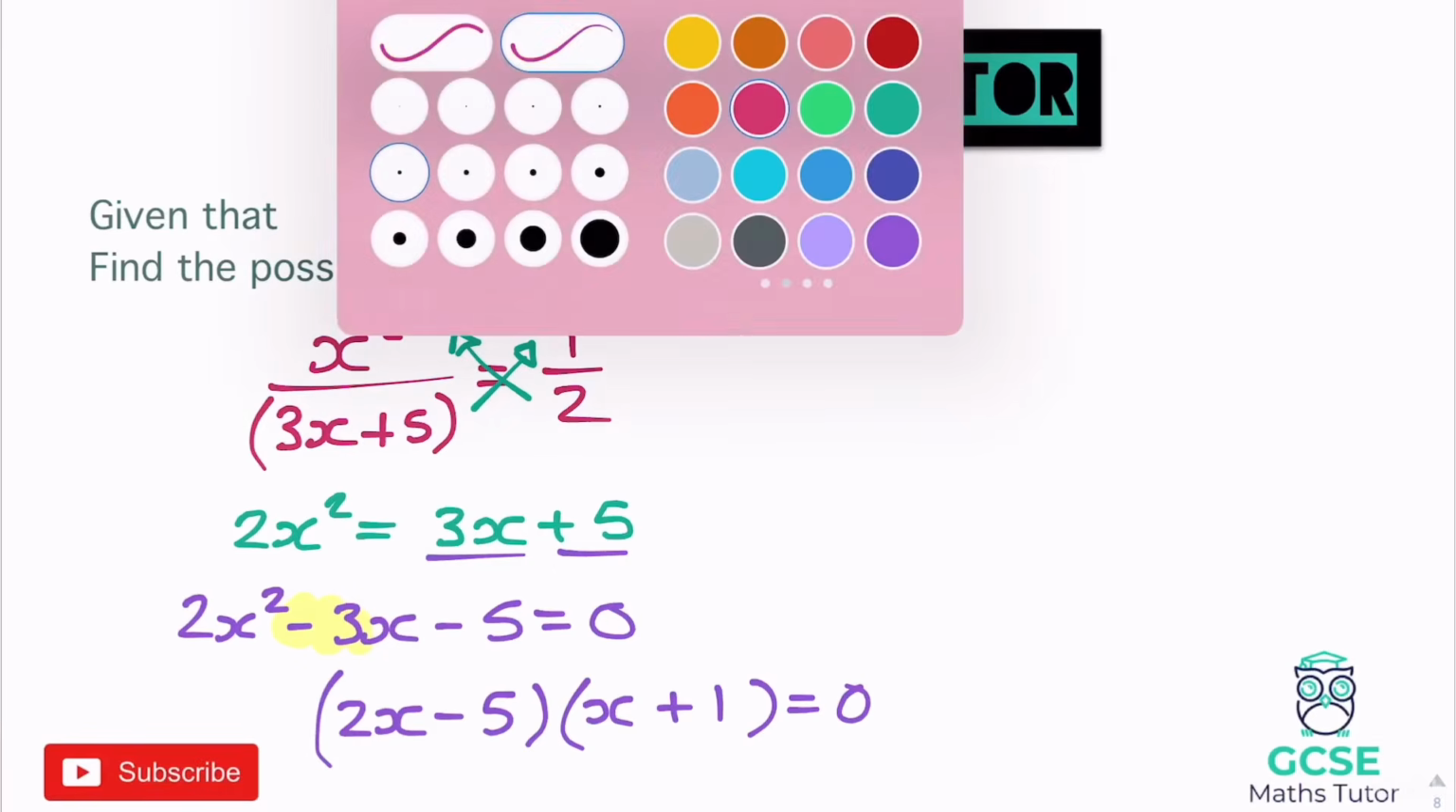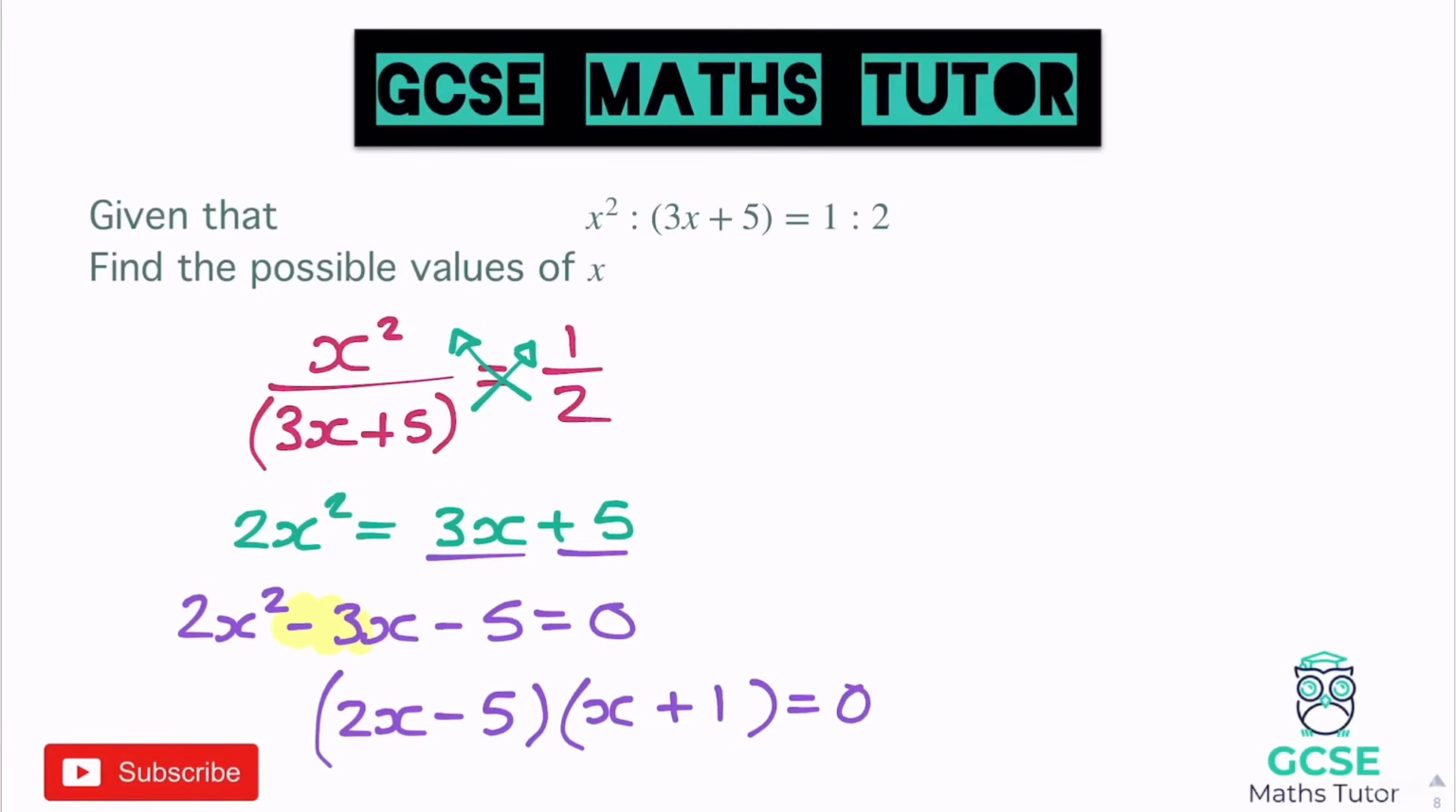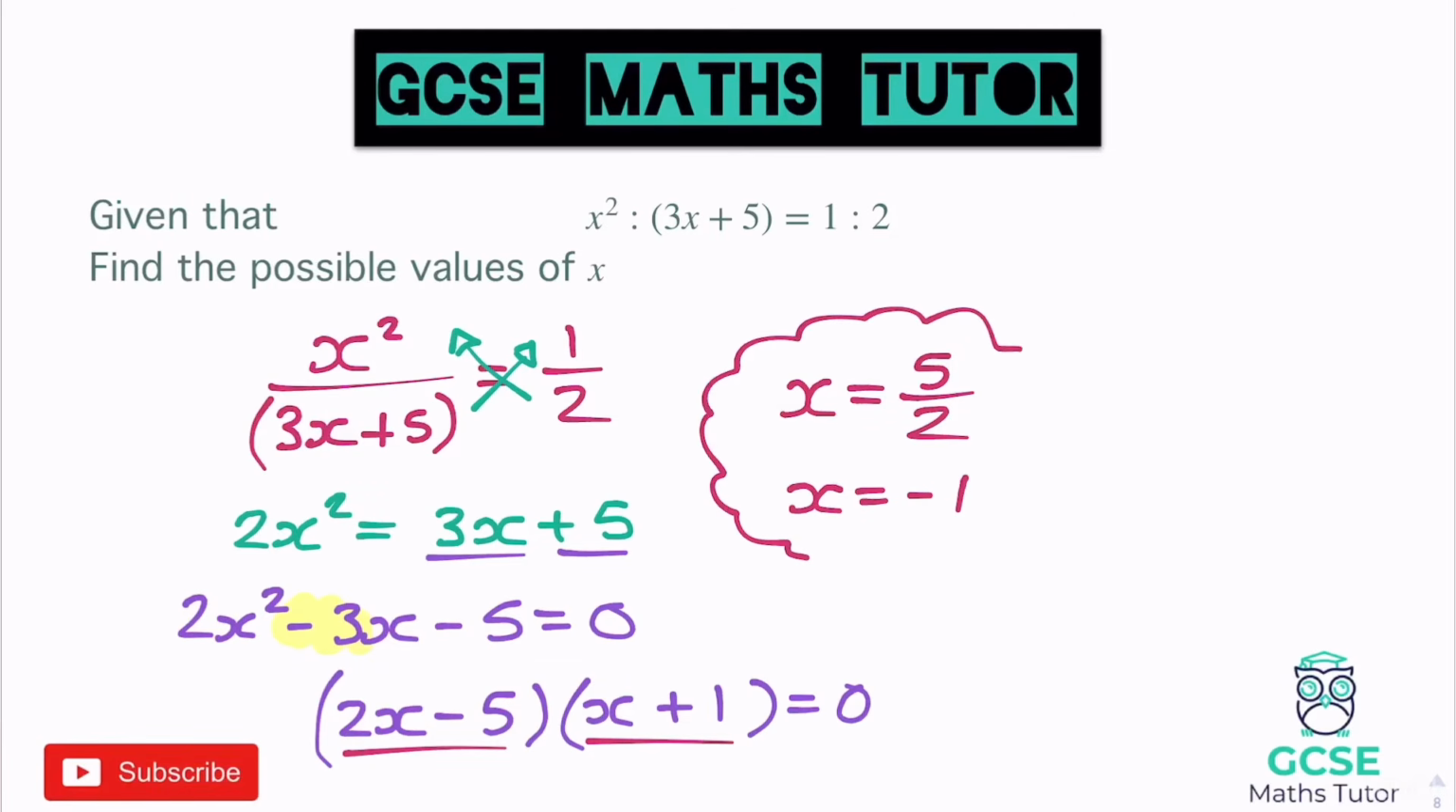Okay, so we've got our two solutions now in our brackets. For the first bracket there, positive 5 divided by 2, so x equals 5 over 2, or 2.5, and for the bracket on the right there, x is equal to negative 1. And there we go, there's our two solutions and our possible values of x for this question. Right, there we go, well done if you got that.